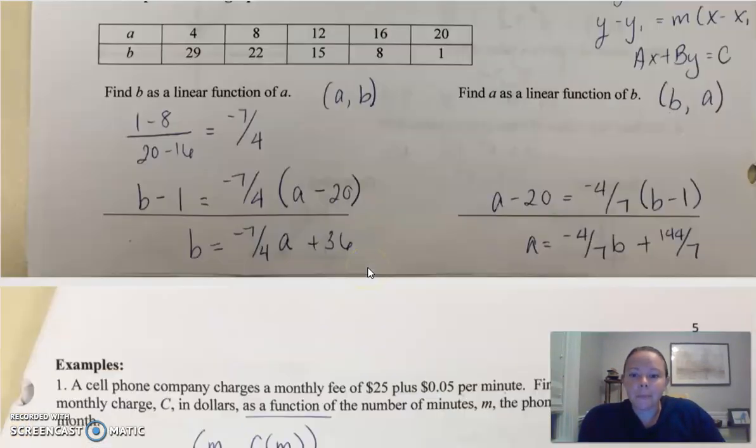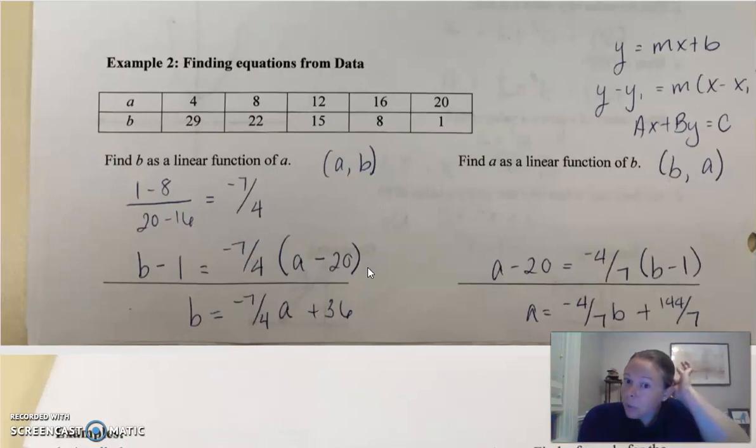Okay, now, example 2, finding equations from data. You need to be very, very comfortable with switching your independent and dependent. Notice you are so used to getting a table with your x values on top and your y values in the bottom row. Well, it's not always going to be like that. So that's why I showed you down here. Find b as a linear function of a. And remember in the last section we talked about what follows the word "of" is going to be your independent variable 99% of the time.